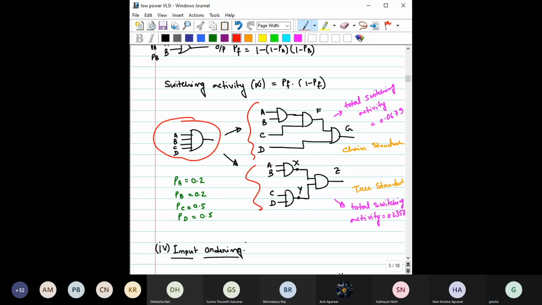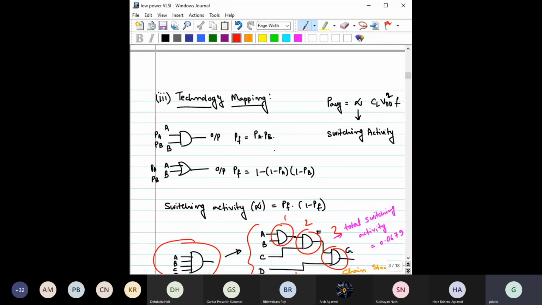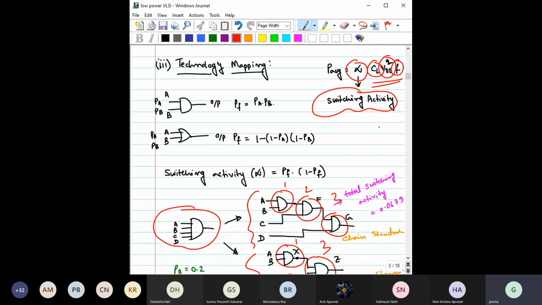Here we are using all AND gates only, right? And you can see here 1, 2, 3 AND gates. Here also 1, 2, 3 AND gates. Then will there be any change in the power dissipation, or any difference in terms of power dissipation? For that, we are not looking at the gates at this moment, but we have to look at this alpha, the switching activity part. Now, how do you calculate alpha?